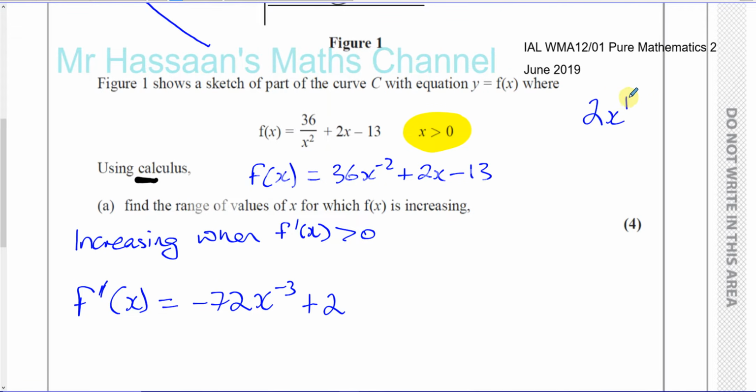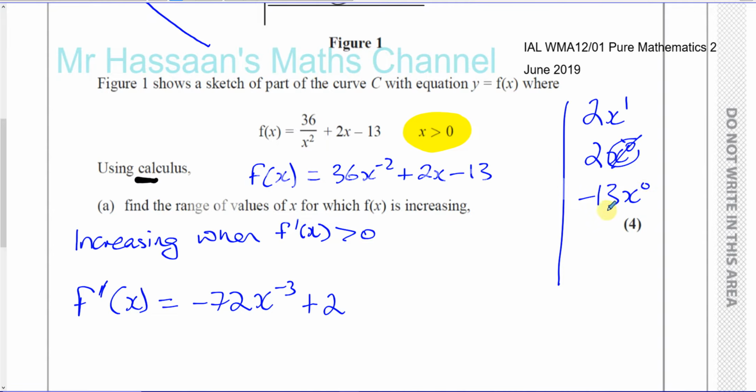Multiply by the power, you get 2, and then you take 1 from the power, so you have 2x to the power of 0. Now x to the power of 0 is equal to 1, so you don't have to write it. And minus 13 is a constant, it disappears, and you can think of that as minus 13x to the power of 0.